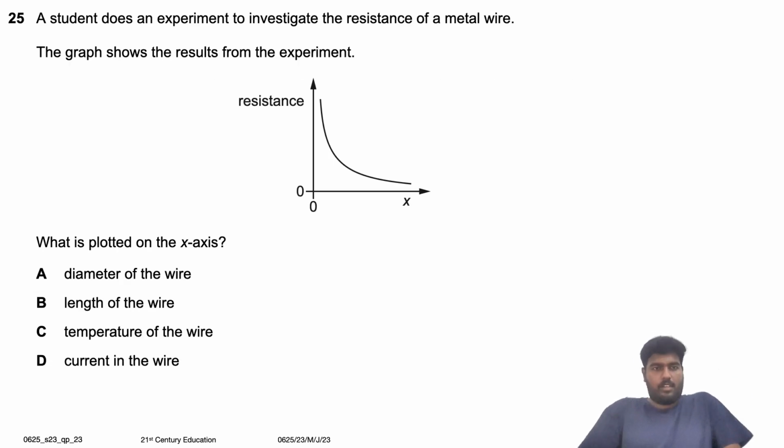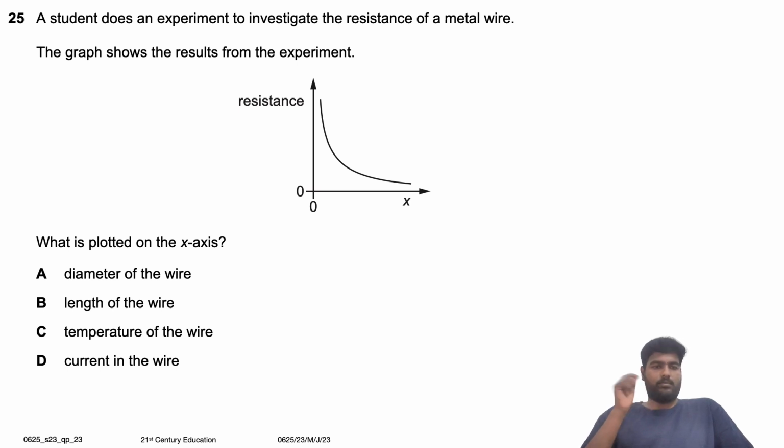This is a bit tricky question, but easy to see, very easy to commit mistake. A student does an experiment to investigate the resistance of a metal wire. The graph shows the result from the experiment, resistance versus something, and the graph looks like 1 over x or 1 over x square. They are close. What is plotted on the x-axis?